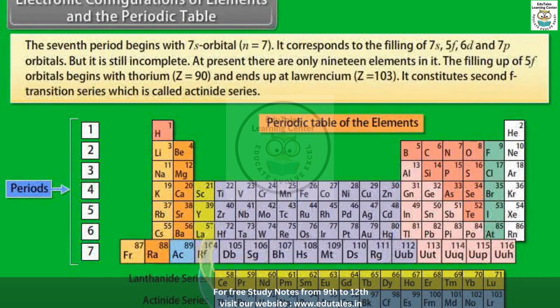The seventh period begins with 7s orbital, that is, n equal to 7. It corresponds to the filling of 7s, 5f, 6d and 7p orbitals, but it is still incomplete. At present, there are only 19 elements in it. The filling up of 5f orbitals begins with thorium, atomic number equal to 90, and ends at lawrencium, atomic number equal to 103. It constitutes the second f transition series, which is called the actinide series.